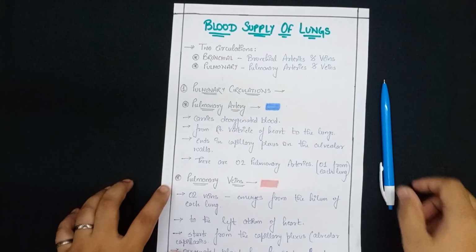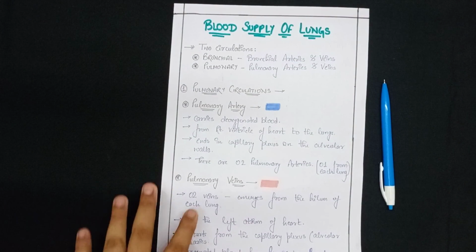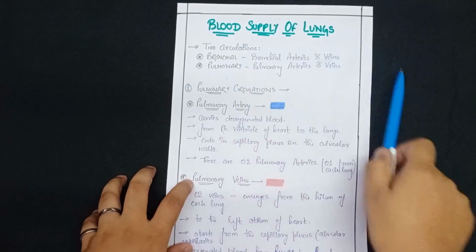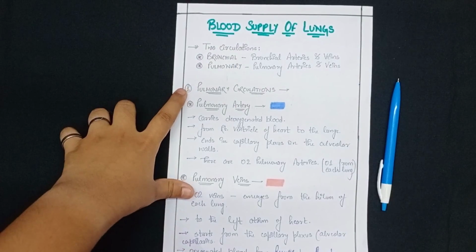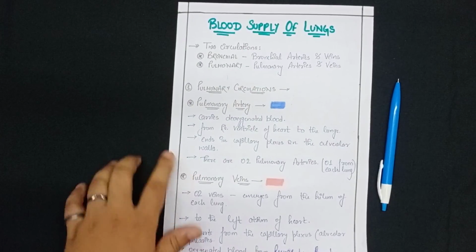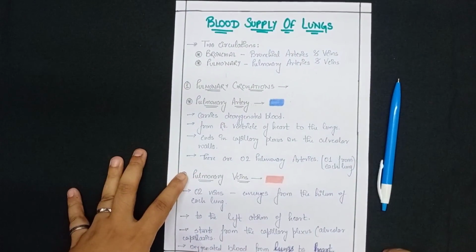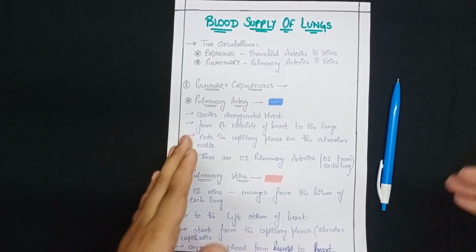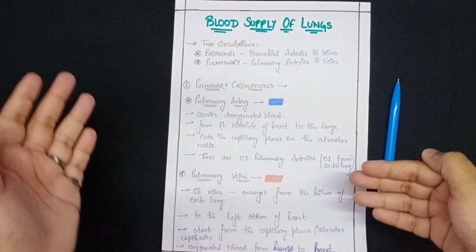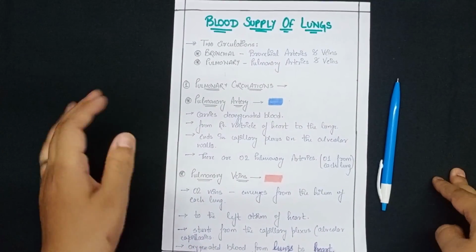Let me recap the subheadings that we went through. First of all, we found out that there are two circulations, bronchial and pulmonary. Then we talked about the pulmonary circulation, in which we talked about the pulmonary artery and pulmonary veins. We also saw a diagrammatic representation in which we saw how the deoxygenated blood enters the lung and how it leaves as oxygenated blood through the lungs to the heart.